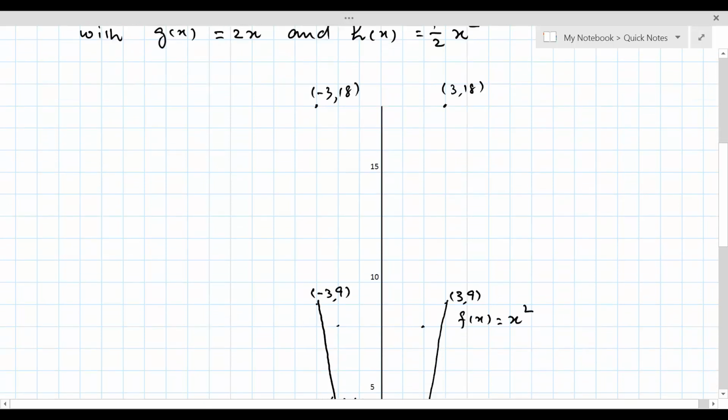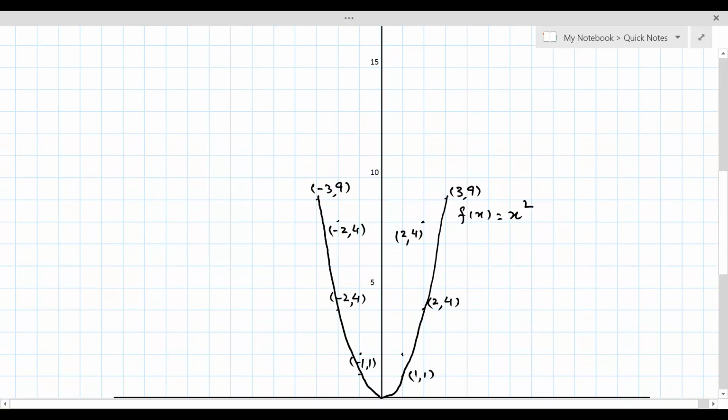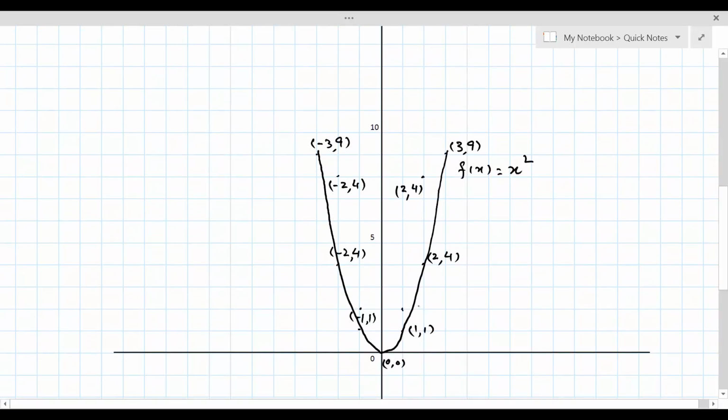And this is point 2, 4. And this is minus 2 and 4. And this is 1, 2 on this side and minus 1, 2 on this side.